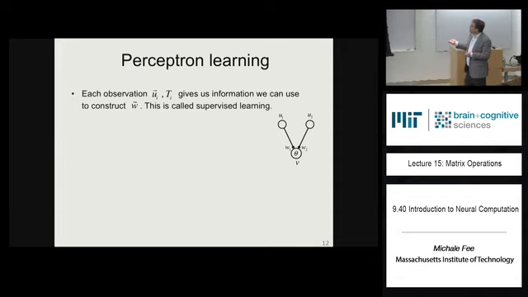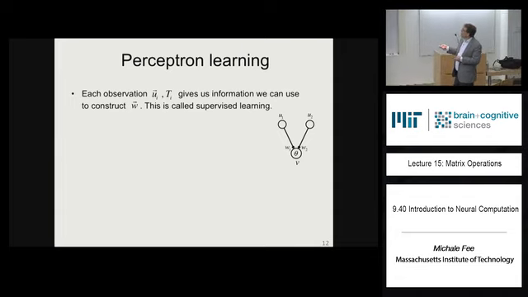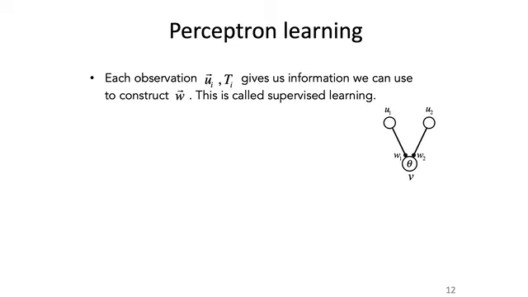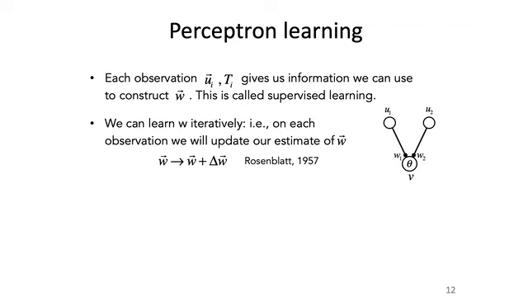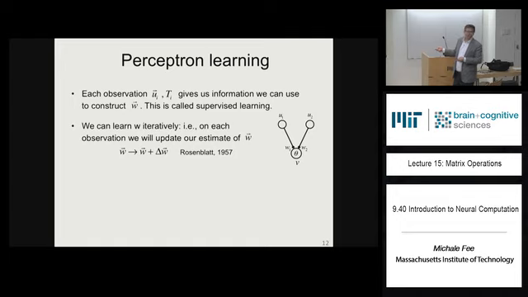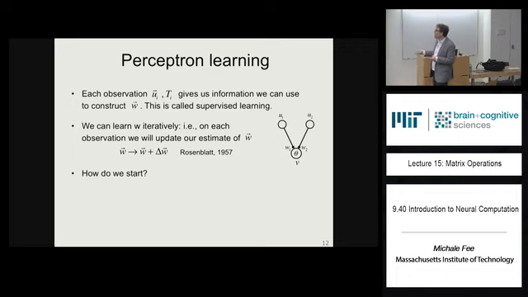All right, so for each observation, we have 2 things, the input and the desired output, and that gives us information that we can use to construct this weight vector. So again, that's called supervised learning. And we're going to use an update rule or a learning rule that allows us to change the weight vector as a result of each estimate, depending on whether we got the answer right or not. Okay, so how do we do this?